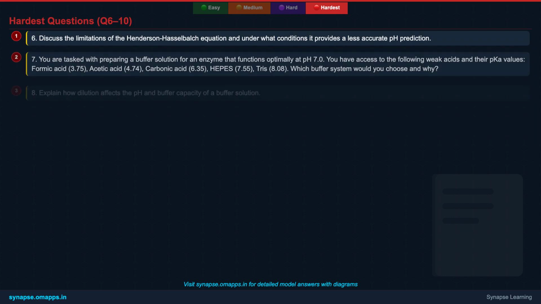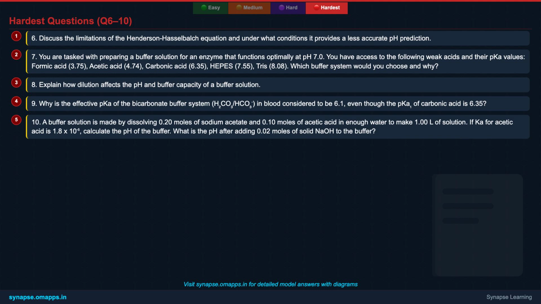Here are the remaining hardest-level practice questions, from Q6 to Q10. These will further test your ability to explain complex phenomena, design buffer systems, and critically evaluate the limitations of theoretical models. Successfully solving these will demonstrate a mastery of buffer solutions at a competitive level.